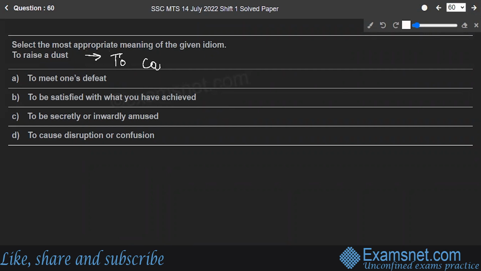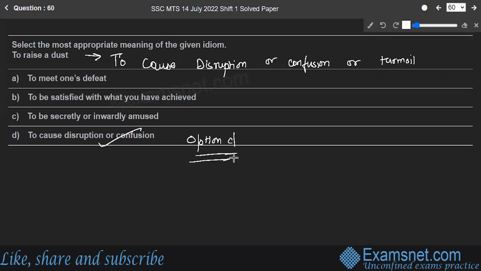Okay, for example, we say the MP's resignation has raised a dust of uncertainty within Parliament about the future of the Prime Minister's agenda. So it is clear from the given options that option D, to cause disruption or confusion, is the correct answer to the given idiom to raise a dust. So this is the correct answer to our question. Hope you're clear with this. Then let's move to the next question.